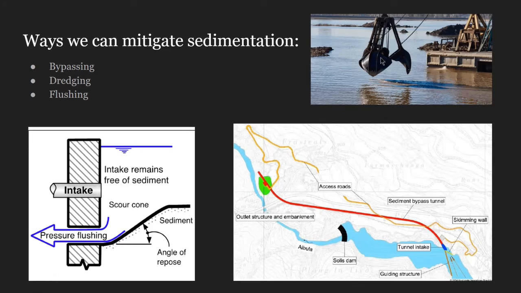Another way is through dredging, where they take cranes and physically remove the sediments that are built up behind the dam. And the last way is through flushing, where they install these tubes in the dam, and during high rain events, when there's high pressure, it actually pushes the sediments through the dam. While these seem like great options, they can be costly and have some environmental drawbacks as well.